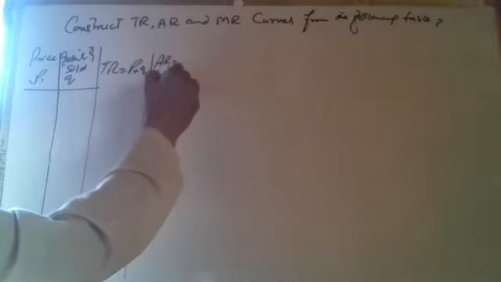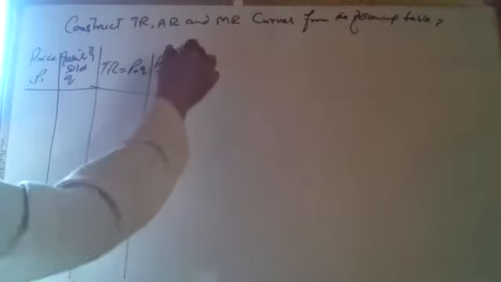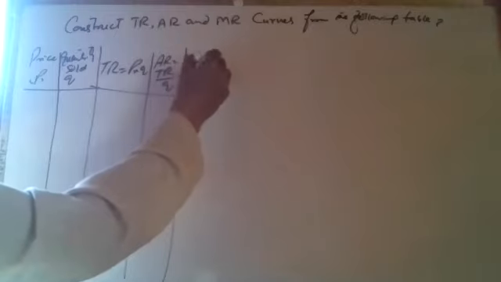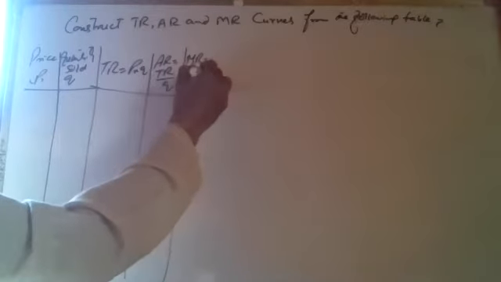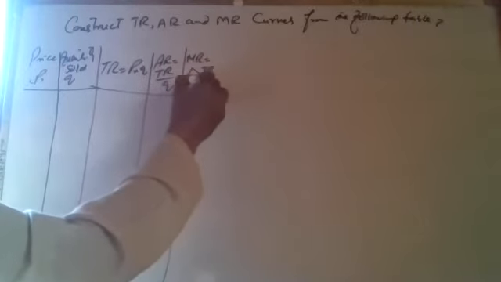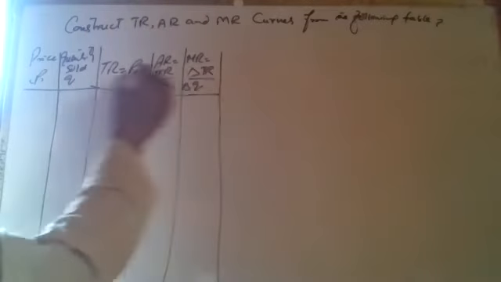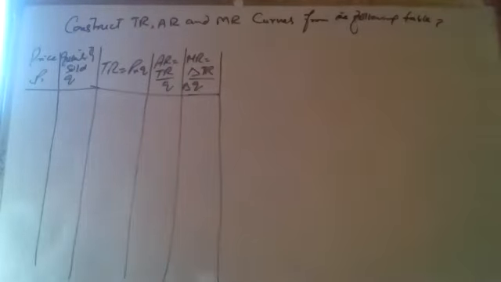This is total revenue. When we have total revenue, we can calculate average revenue. Average revenue is total revenue divided by Q. Similarly, when we have total revenue, we can also calculate marginal revenue. It is change in total revenue divided by change in Q, that is, how much our total revenue has changed.